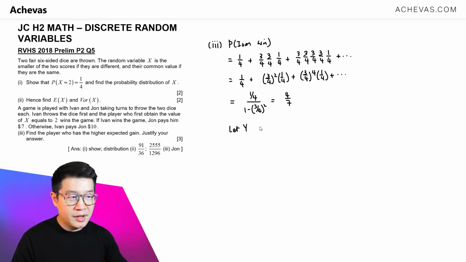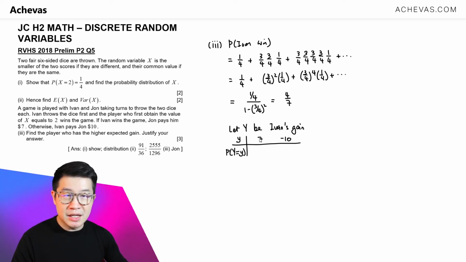This makes it possible for us to come up with the probability distribution of Ivan's gain. I'm going to let Y be Ivan's gain. So its probability distribution table will look something like this. Y, and all the possible outcomes will be Ivan gaining $7 from John or Ivan losing $10 to John. And the corresponding probability for Ivan's gain we have just calculated. For Ivan to be winning, it is going to be when Ivan gets $7 from John. The probability is 4/7. And for Ivan to be losing money to John, it is going to be the complement of this. So 1 minus 4/7, this is 3/7.